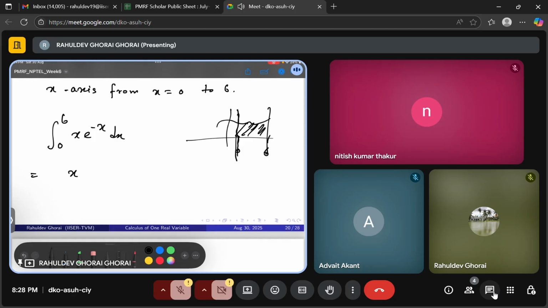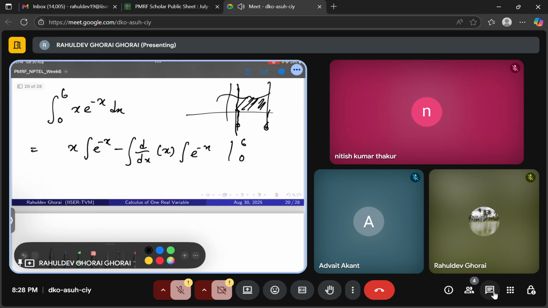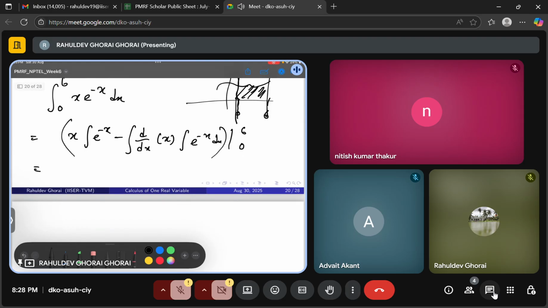So what you have is x times the integration of e to the power minus x, minus the integration of d/dx of x times the integration of e to the power minus x, from 0 to 6, dx. This whole thing is from 0 to 6. That's nothing but x times e to the power minus x, negative of this first integral, minus the integration of negative e to the minus x, which will be plus e to the power minus x dx.